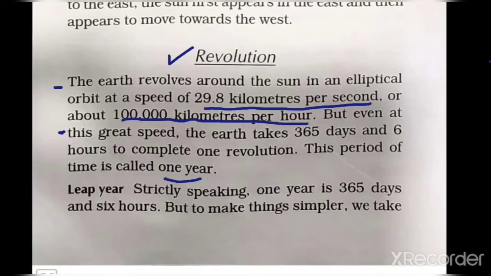Now 1 year is equal to 365 days. But the earth takes 365 days plus 6 hours. Okay. So we consider 1 year equal to 365 days. Leap year. What is leap year? Strictly speaking, 1 year is 365 days and 6 hours. But to make things simpler, easy and simple for us, we take 1 year to be 365 days. Okay, human beings made 1 year 365 days. Okay, accepted.